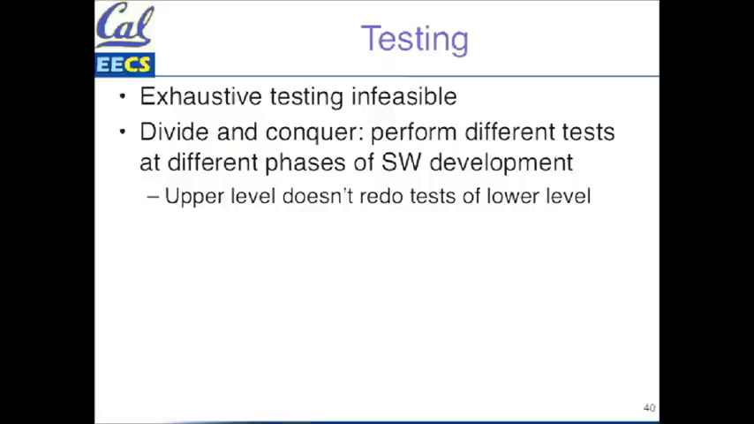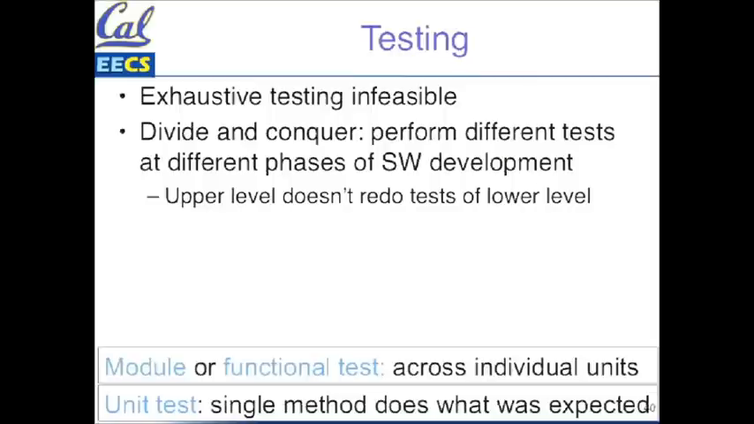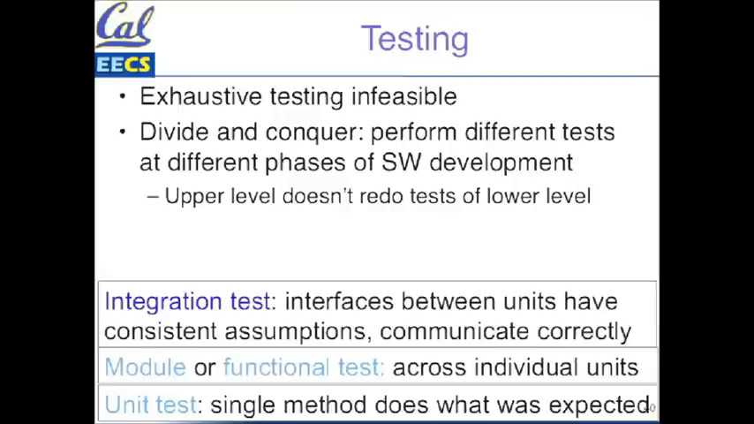What we're going to do is some testing at a low level, and the levels above it are going to assume that testing was done right and go ahead. At the bottom level is unit testing. You're testing typically a single method to see if it did what was expected, one method at a time. The next level up is called module testing or functional testing, where you're testing across a bunch of units.